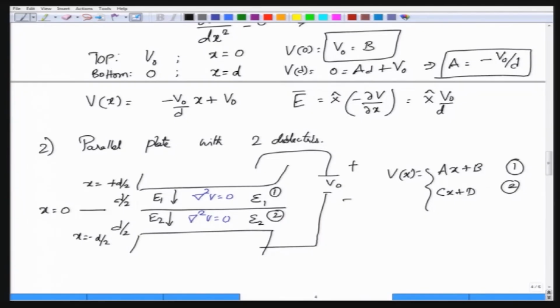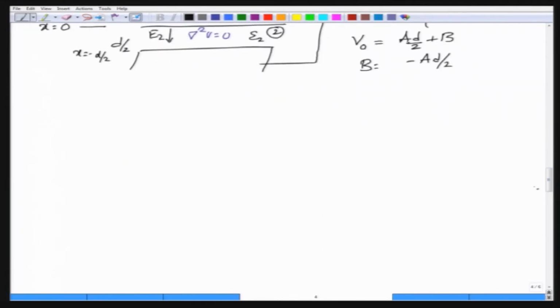I can apply 2 boundary conditions, one at the top, one at the bottom. So, apply the boundary condition at x equal to d by 2, which is the top plate, where the potential is V0. So, V0 must be equal to A d by 2 plus b. Okay. This does not give you anything except writing b in terms of A. So, I can write b is equal to V0 minus A d by 2. Okay. Now, I can apply the boundary condition at the bottom plate, which is at minus d by 2. So, I get 0, which is the potential of the bottom plate, equals minus C d by 2 plus d. Again I can write d in terms of C by taking C d by 2 onto the left hand side. Okay.